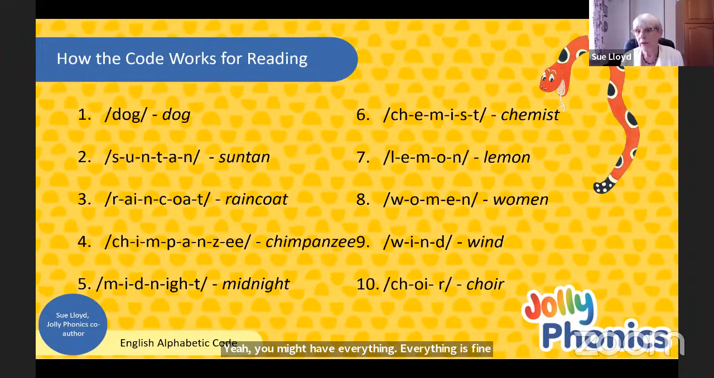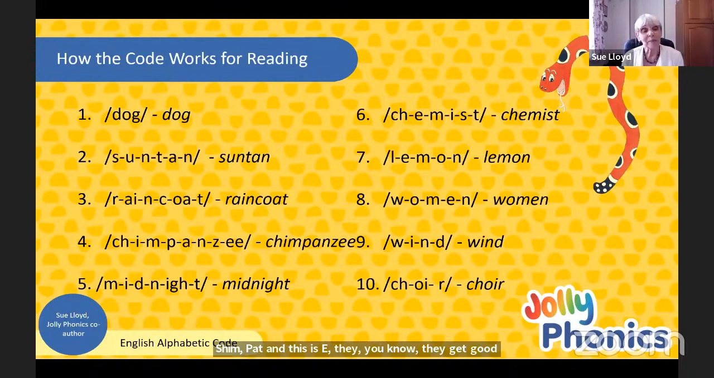Here's how the code works for reading. And this column is nice and straightforward. You know, if you know those letter sound correspondences, that's straightforward. You're going to get a reliable answer. So d-og, dog. This one's a bit longer, but it's still single letters. Sun, you get the sun, sun-tan, suntan. And then raincoat. And the even longer one, two digraphs. Chimp, chimpanzee. They, you know, they get good at it.